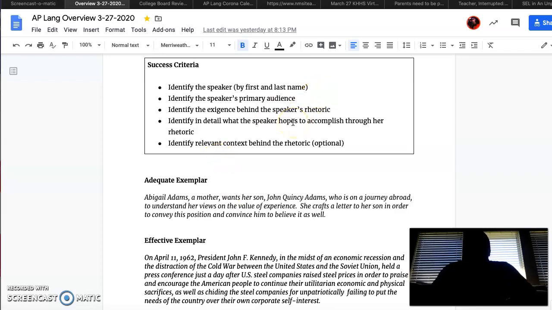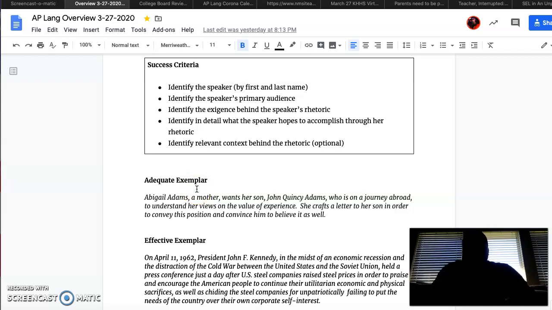Identify the exigence behind the speaker's rhetoric. What is motivating Abigail Adams? All right, what is the thing that's motivating her to present this rhetoric to her audience, being her son? And identify in detail what the speaker, Abigail Adams, hopes to accomplish. All right, so she's not just crafting this letter in order to convey a position. What does she want her son to do or to feel or to think?